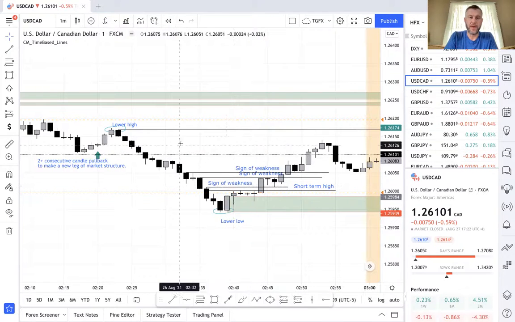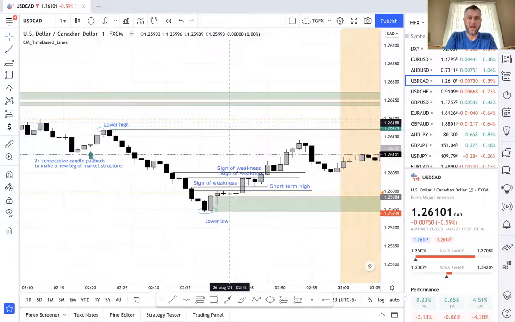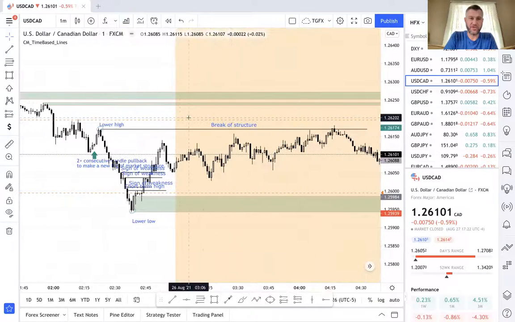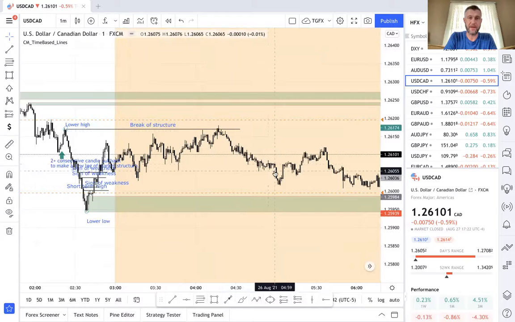But as you're looking for this market structure, if it starts to pull back and you start to see it break several other candles over here that's showing a short-term high, signs of weakness as it breaks those, and then once it finally goes up and breaks the structure of that lower high, that's when it starts to reverse again. So once it breaks that market structure, breaks that leg of market structure there, this downward leg, once it breaks above that, that's where you're kind of looking for that possible reversal back down.